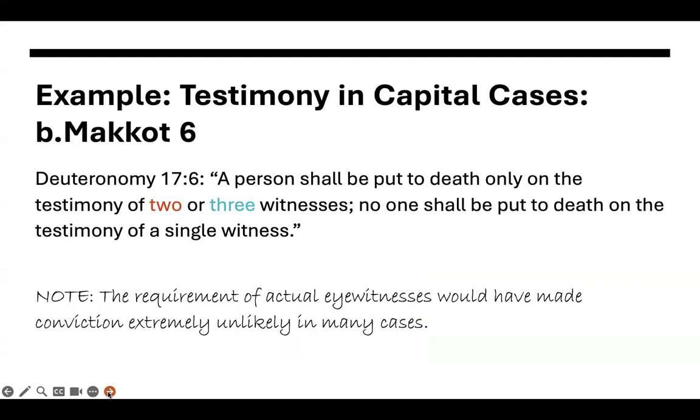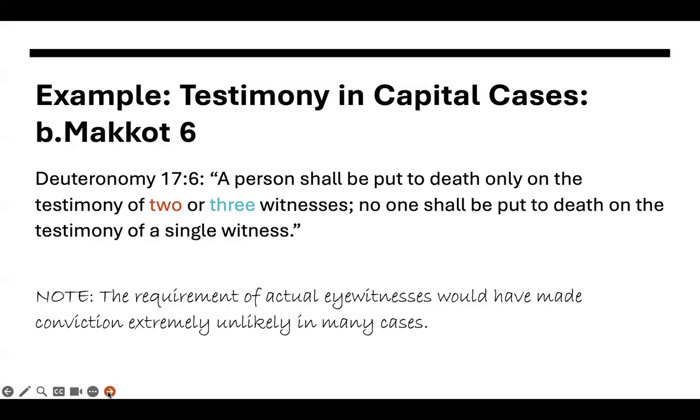Here's an example from Tractate Makot, Testimony in Capital Cases. Tractate Makot deals with the question of perjured witnesses or impeachment witnesses. The scenario revolves around the biblical text that you can find in Deuteronomy 17:6. It says that a person shall be put to death only by the testimony of 2 or 3 witnesses. No one shall be put to death on the testimony of a single witness.